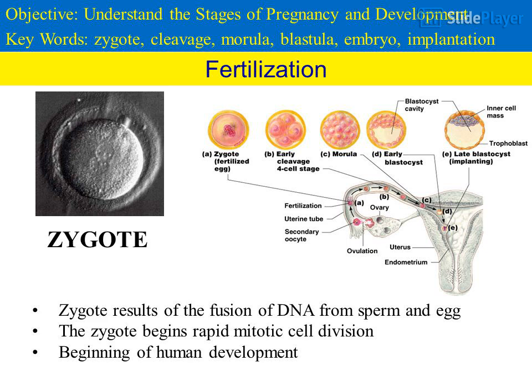Fertilization. Zygote. The zygote results from the fusion of DNA from sperm and egg. The zygote begins rapid mitotic cell division.